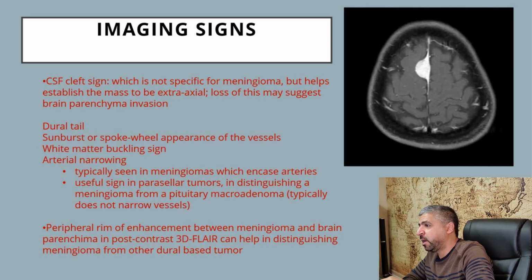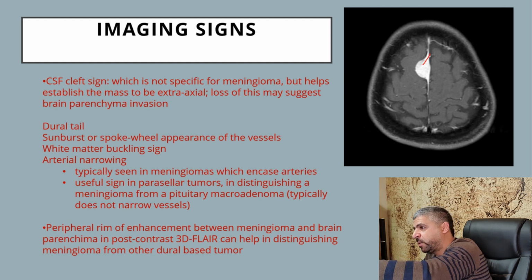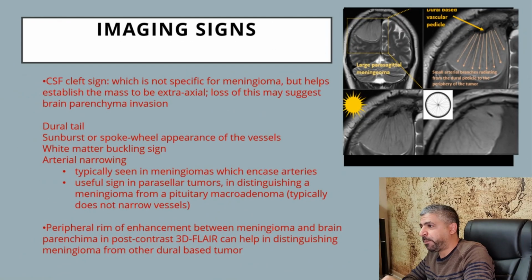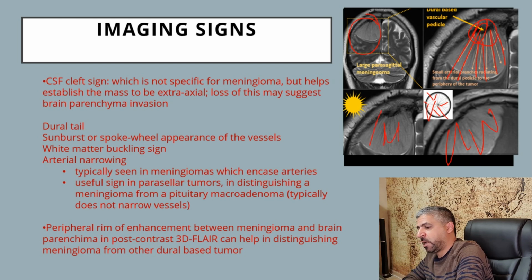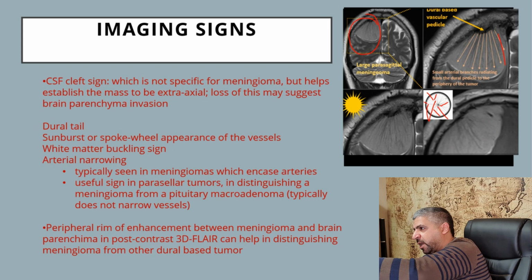For example, in this slide, you can see this is the meningioma, and you can see very clearly the dural tail sign. The spoke wheel sign, due to the feeding vessels coming from the meningioma, also known as sunburst or spoke wheel, whatever you like. You can see the feeding vessels coming from the vascular pedicle, like here, also here. It's the same sign, called spoke wheel, just like the spokes of a wheel, or the sunburst. Two different names for the same thing.